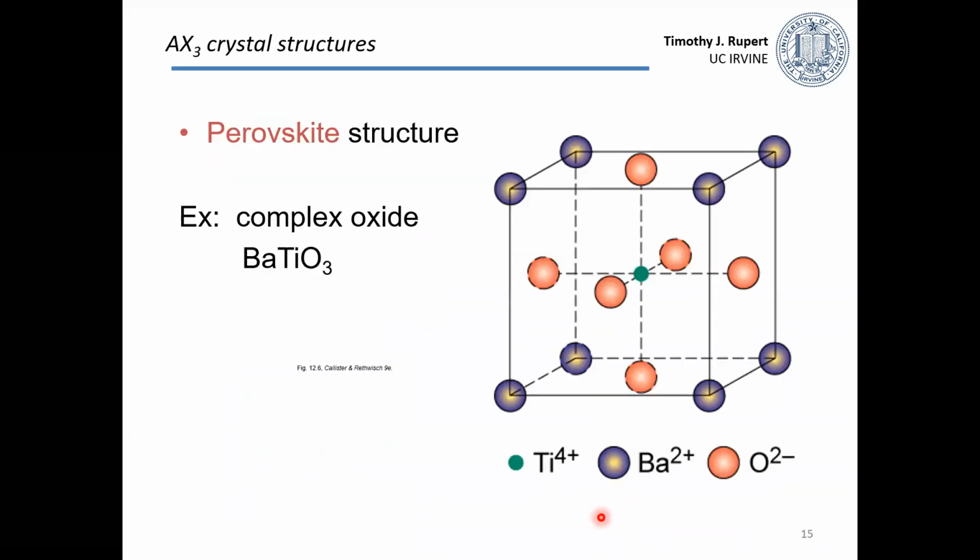If we build it up even more, AX3 is what's actually called the perovskite structure. So a good example of this is barium titanate. This is a complex oxide. So it actually has the corner of these cells, barium atoms. At the faces, it has oxygen atoms. And then at the center, it has a titanium atom. Okay.